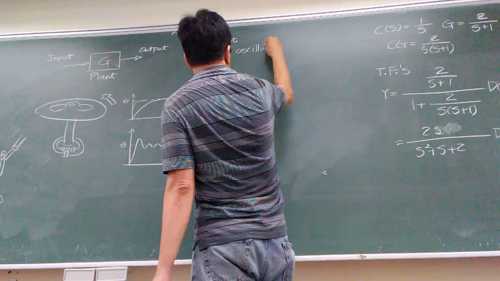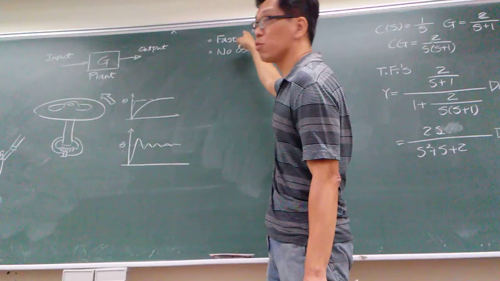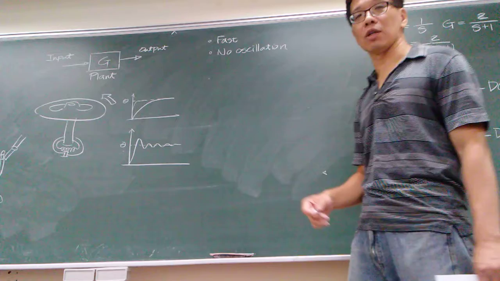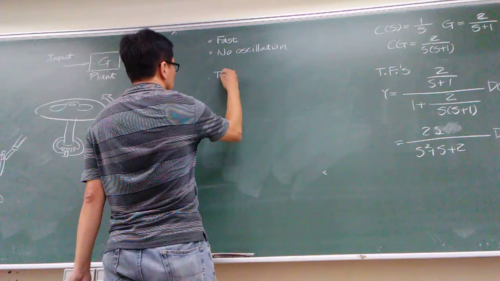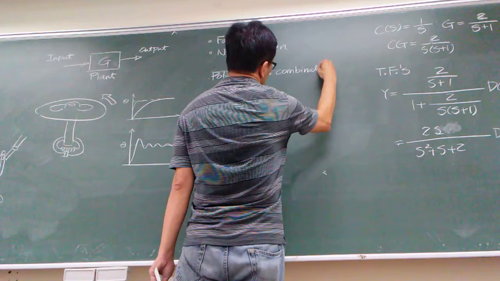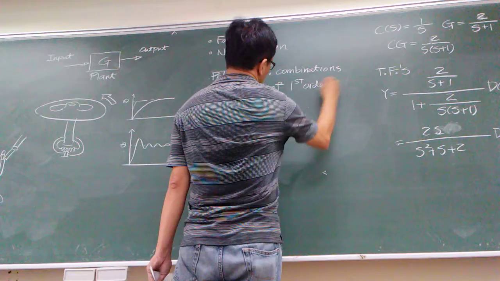But before we can say we want to have this one to be fast, to have no oscillation, when we design our controller, we need to know what is the transient response of my plant. Okay? And when we are dealing with the transfer function, we also explain that all the transfer functions, all the polynomials, are combinations of first order and second order systems.